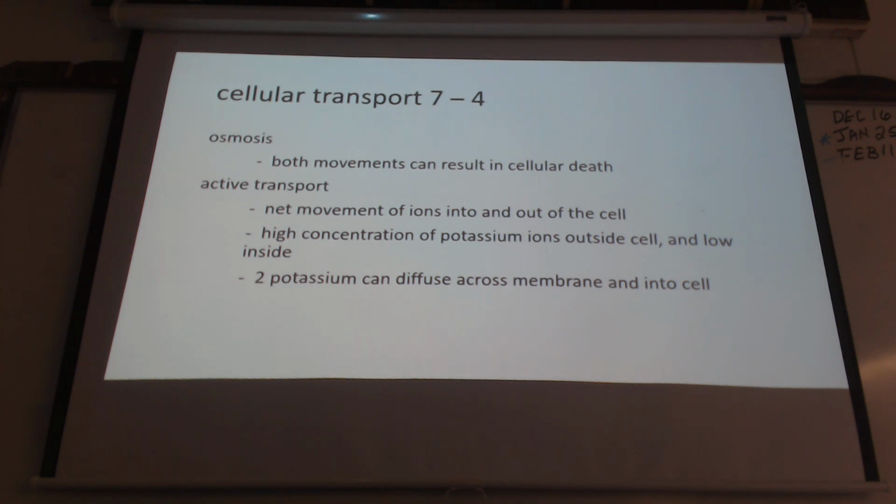Active transport is different than the other three. So if concentration gradients were going down, like diffusion, osmosis, and facilitated diffusion, this concentration gradient must be going what? Not down, but rather up. Okay?